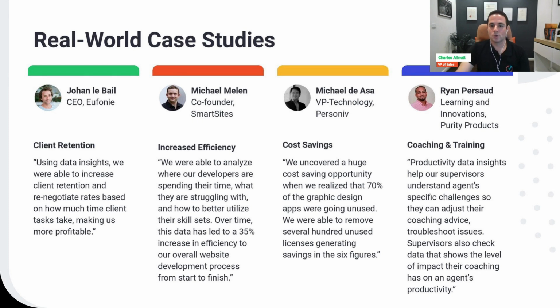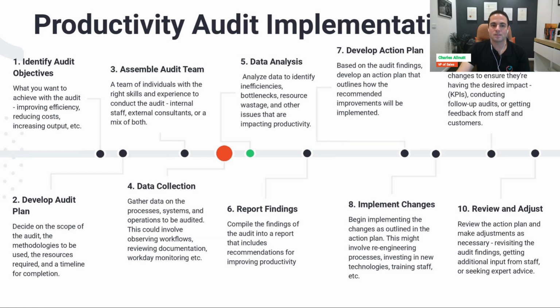So now let's go into the elements of an audit. The first step, you have to determine what your objectives are. Are you aiming to enhance efficiency, trim costs, or maybe even boost output? Once you've defined your goals, you then have to draft a comprehensive audit plan. This plan should outline the scope of the audit, the methodologies you employ, and the resources you'll need.